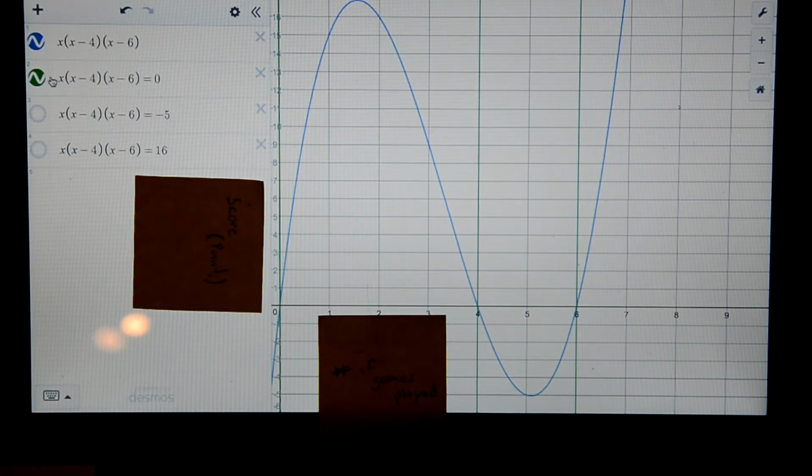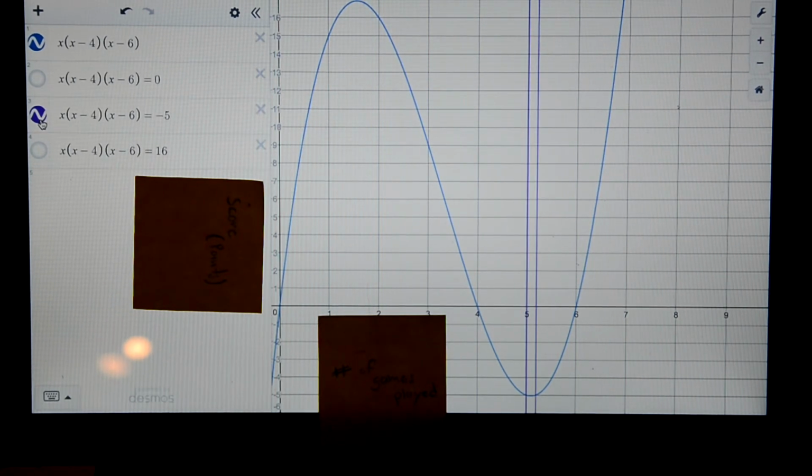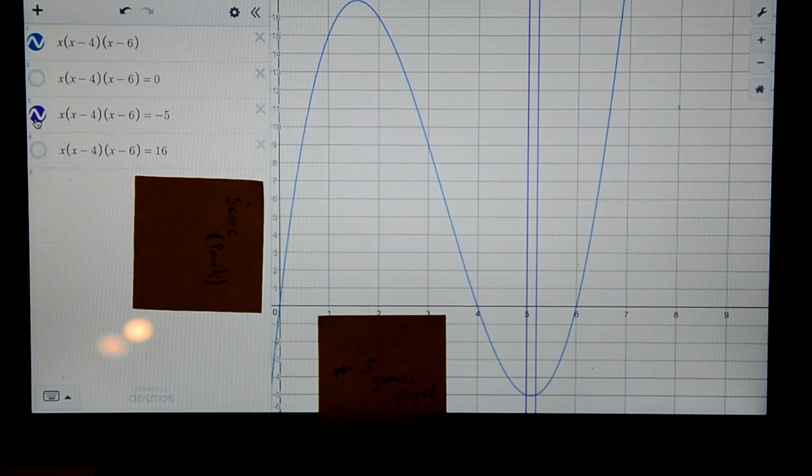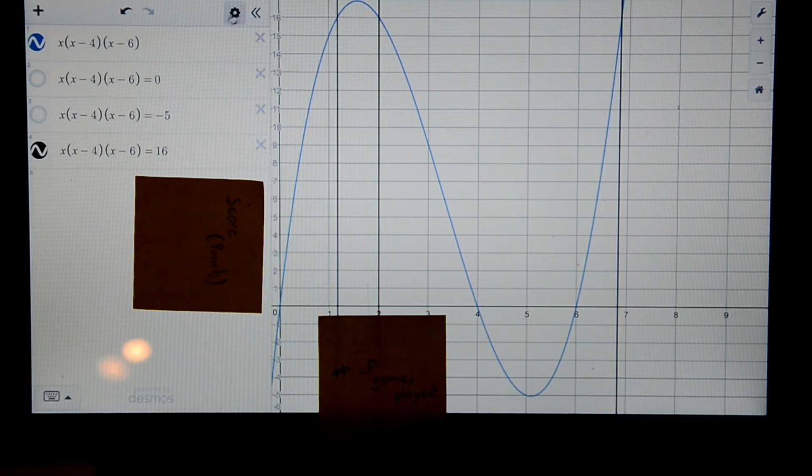Now on to part B, where we stated that after the 5th game, Maya's score was equal to negative 5, where if we set the equation equal to negative 5, we could see that it is indeed equal to negative 5 after the 5th game. Now for part C, where we stated that Maya's score was equal to 16 after the 2nd game, where also when we set the equation equal to 16, we do get a line crossing 2, meaning that her score does indeed equal 16 at that point.